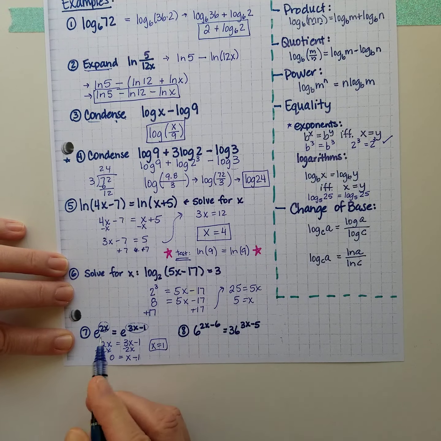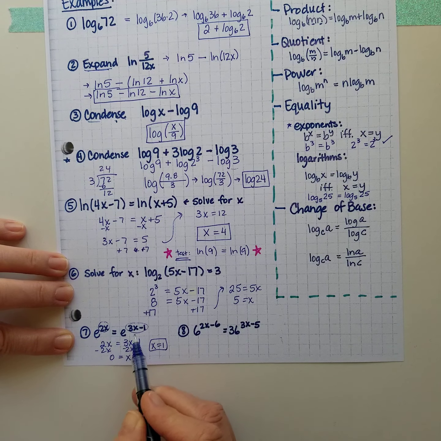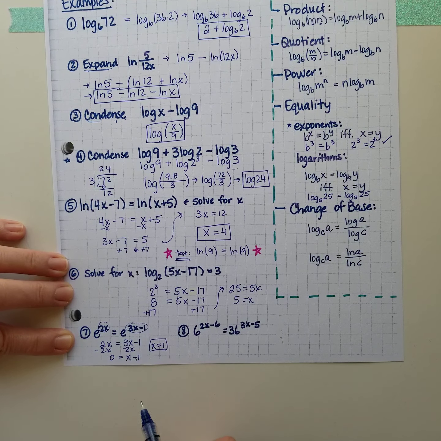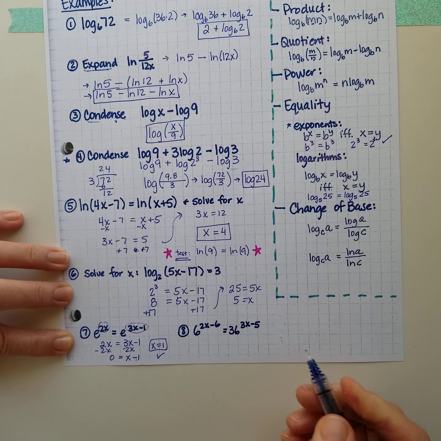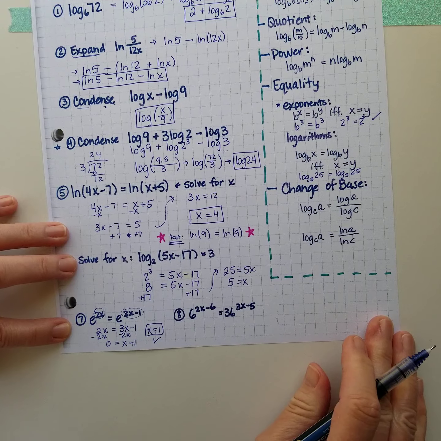Should we test it? Sure. e squared, this is 2, right? 2 times 1 is 2. 3 times 1 is 3. 3 minus 1, that's going to be 2 also. So this is going to be e squared, and it checks out. Good test. Okay, now this one looks a little more complicated, doesn't it?